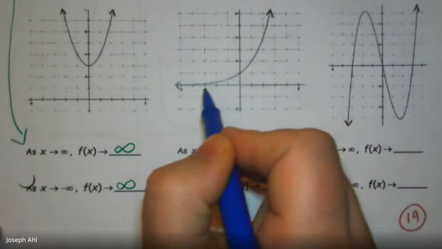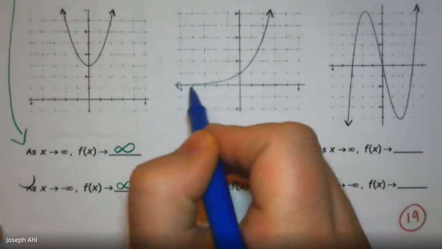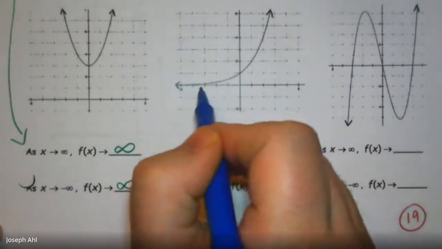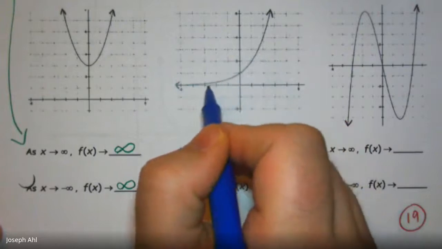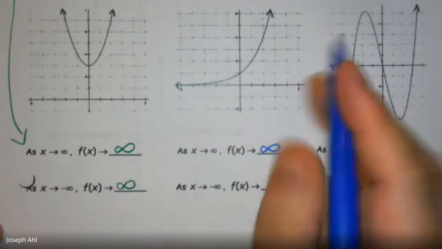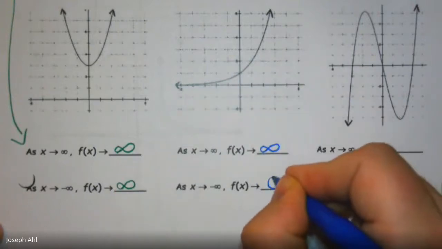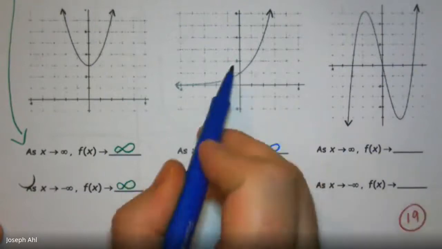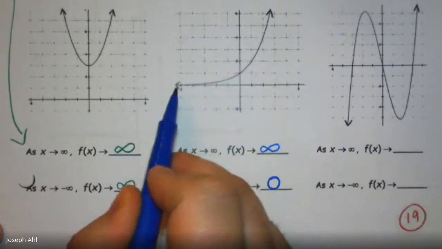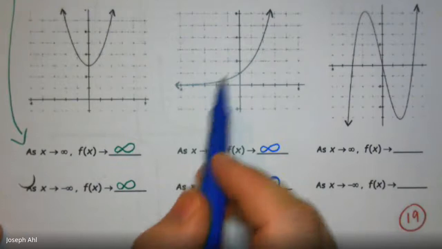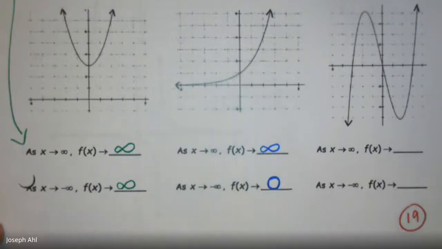What if I go the other way, as x goes to negative infinity? Are these headed down forever? Not really. That's not what the graph indicates. It looks like the y values are headed closer and closer to, hopefully you would have answered 0 here. We're getting real close to that x-axis. It almost looks like it touches. I'm not sure it quite does, but as I go to the left forever, we're getting closer and closer to 0.